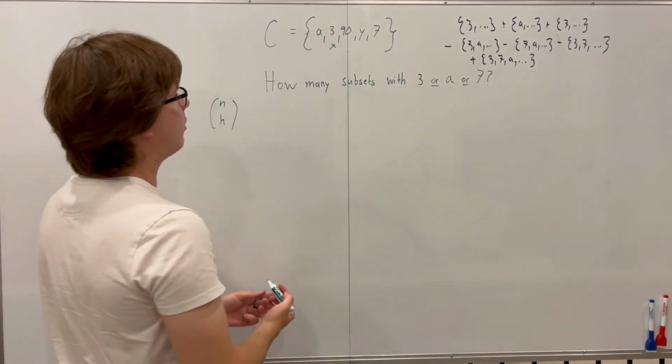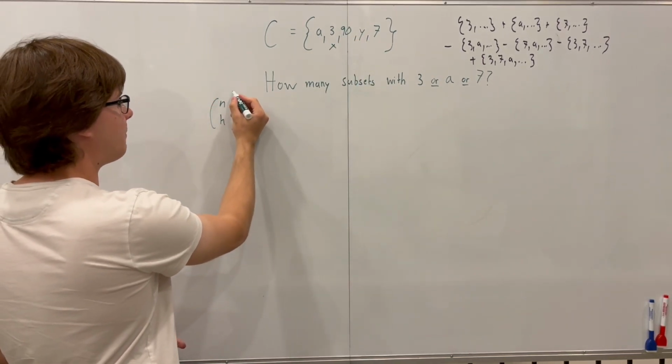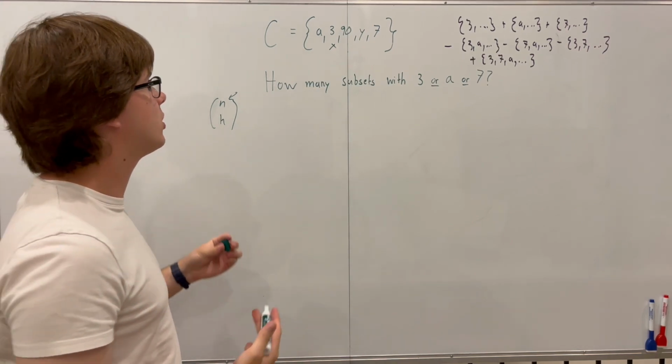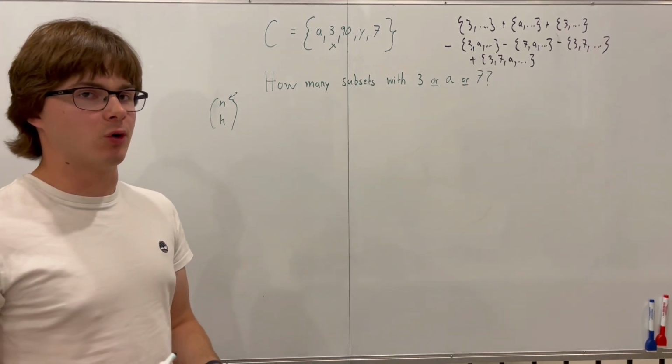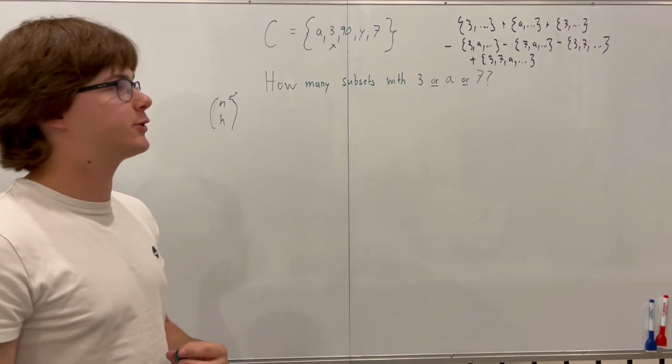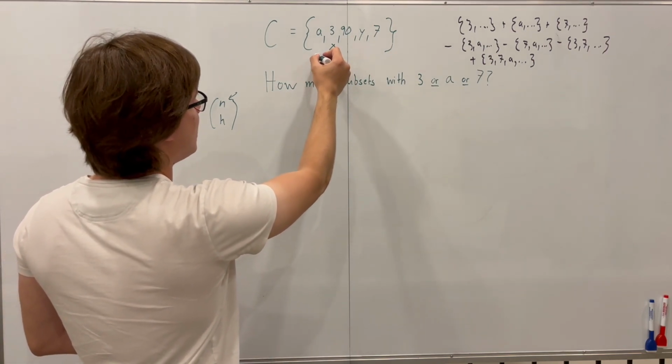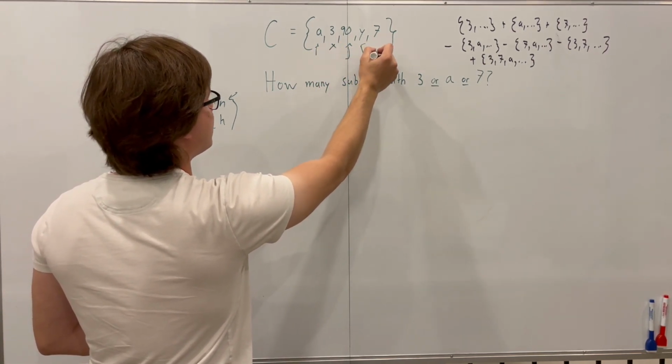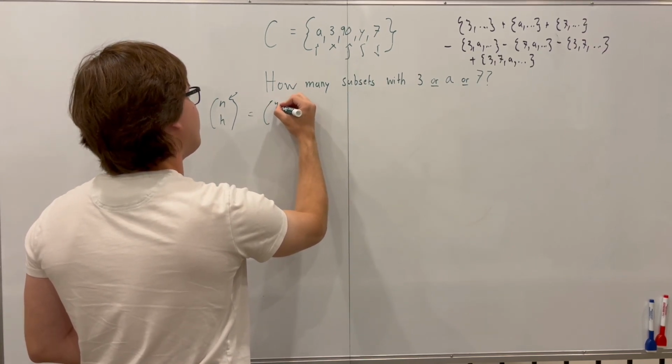What does this mean? Well, in our n choose k notation, n represents how many things you can choose. Well, you can't choose the 3 anymore. We're saying it definitely has to be in these subsets. So you can only choose out of the remaining 4 elements. So our n becomes a 4.